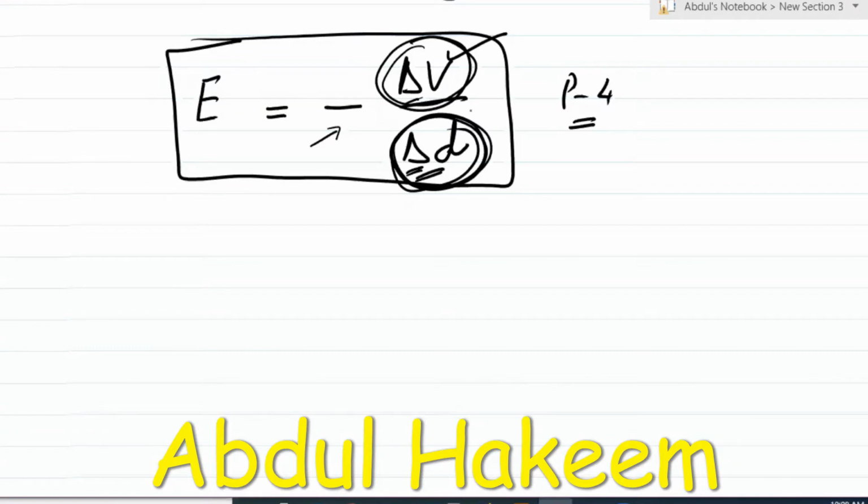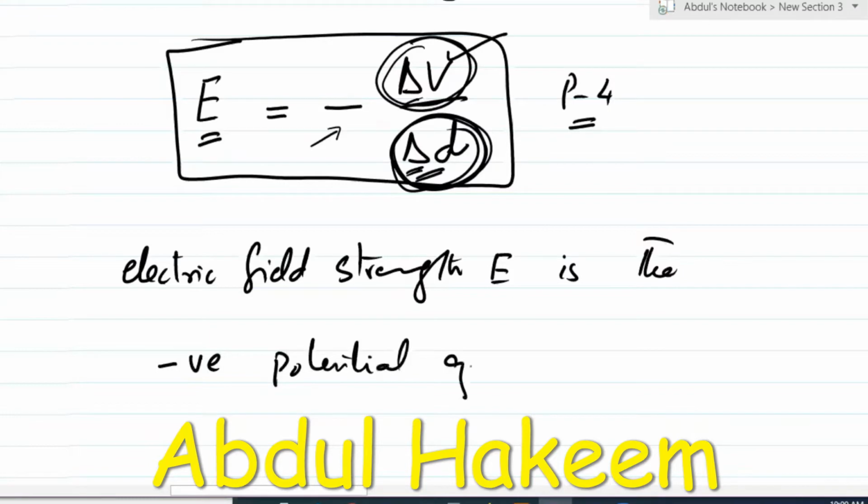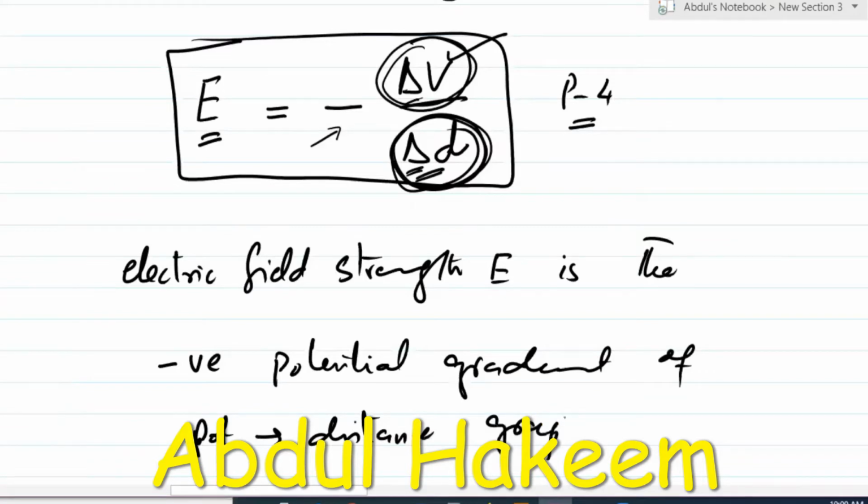So if the question is, what is the relation between E and V, electric field strength and electric potential? We will write: electric field strength E is the negative potential gradient of the potential against distance graph. Meaning, if the graph is plotted between electric potential and distance, then the negative gradient of that graph will be electric field strength. So E is equal to minus delta V over delta D.